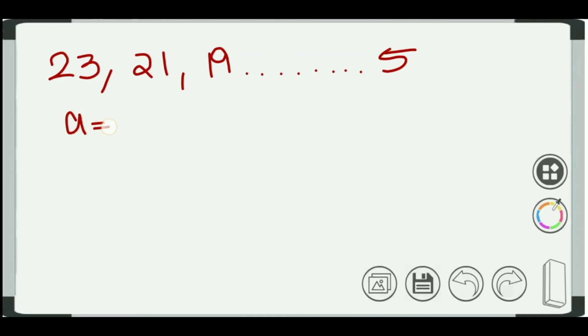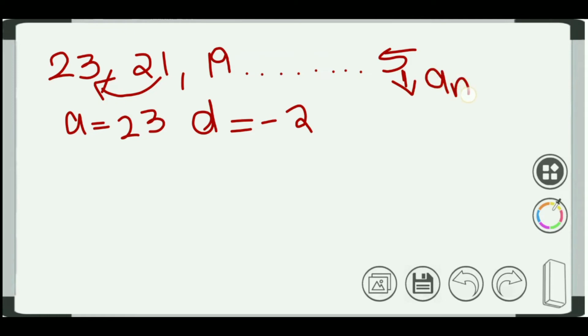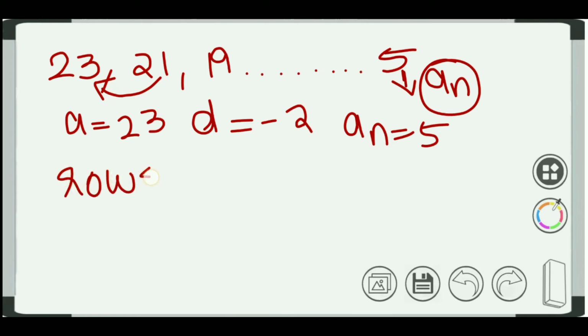First term is 23. Common difference D is equal to 21 minus 23. What is 21 minus 23? Minus 2. What is 5? 5 means AN, the last term or nth term. So AN is equal to 5. Now you can find N, because we need to find how many rows are there. So we need to find n.